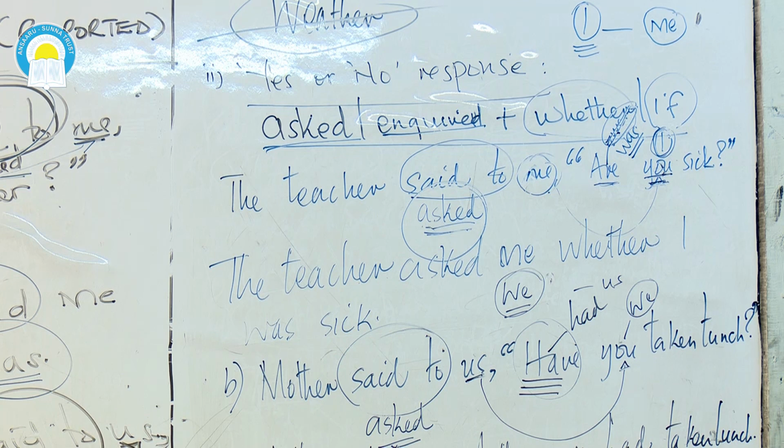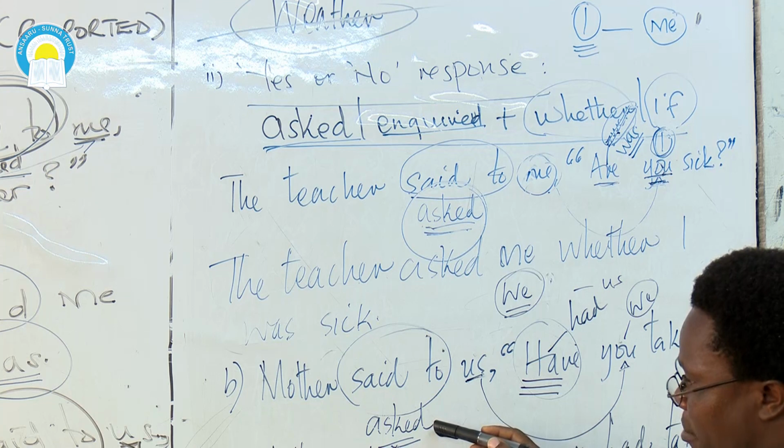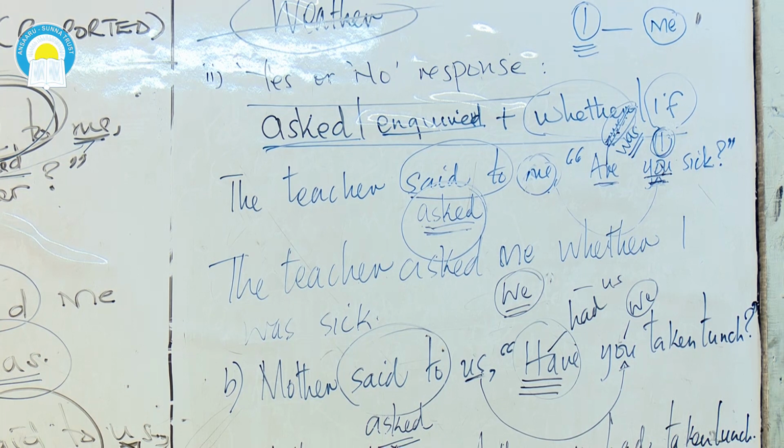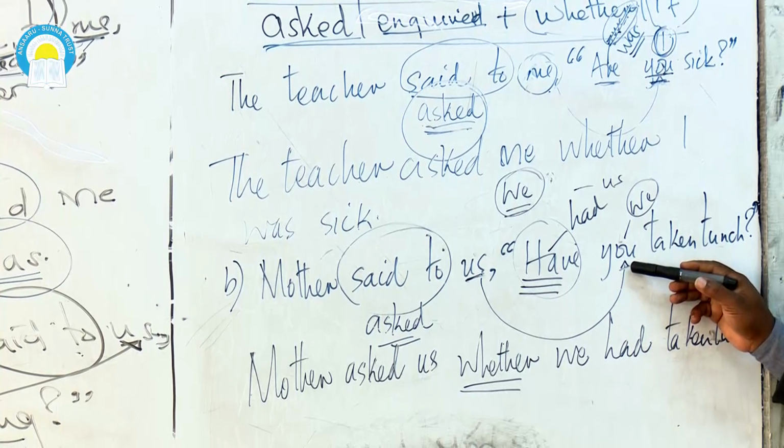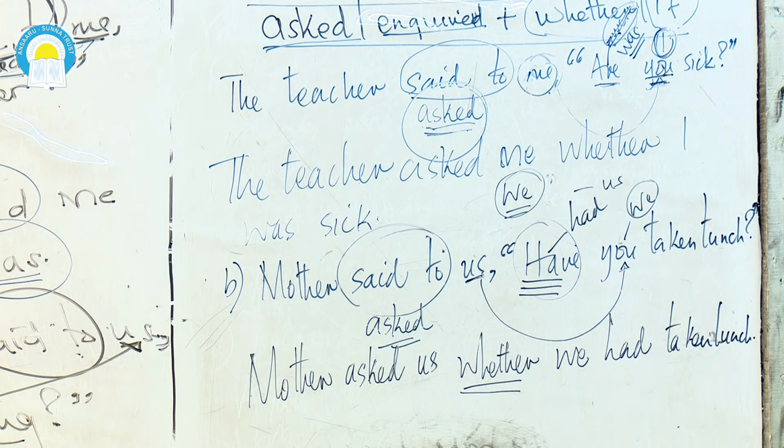And finally, mother said to us, have you taken lunch? Said to be taken up by asked. Have, present perfect tense, becomes past perfect tense. Therefore, have becomes had. You shall change with respect to us. Us is objective. The subjective form of us is we. Therefore, the sentence becomes, mother asked us whether we had taken lunch.